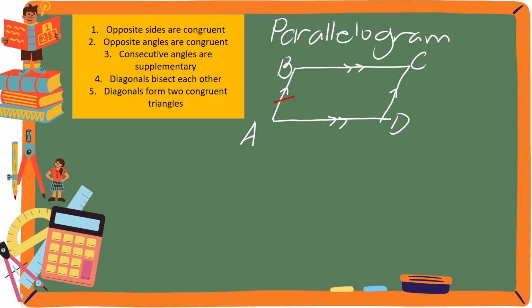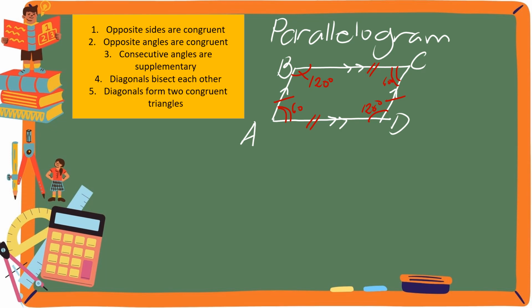So, AB is congruent to CD, and BC is congruent to AD. Then, second, the opposite angles are congruent. Yung angle B, ang ka-opposite niya ay si angle D. So, opposite sila. These are congruent. Kung ito ay 120 degrees, yung kabila ay 120 degrees din. Ganun din, si angle A ay congruent kay angle C. Kung ito ay 60 degrees, the other angle will also be 60 degrees.